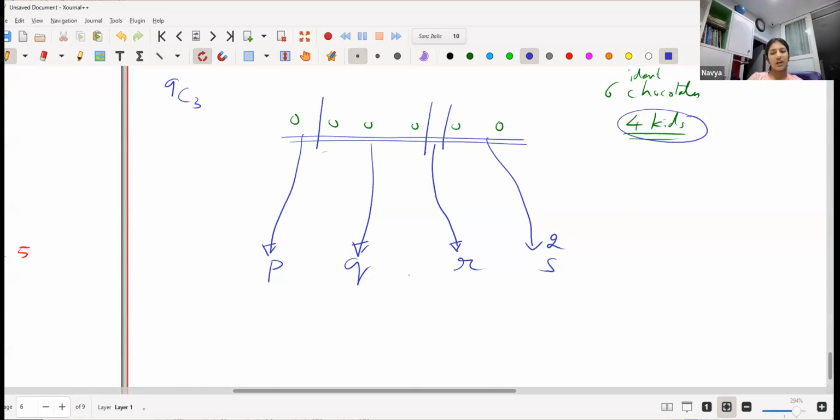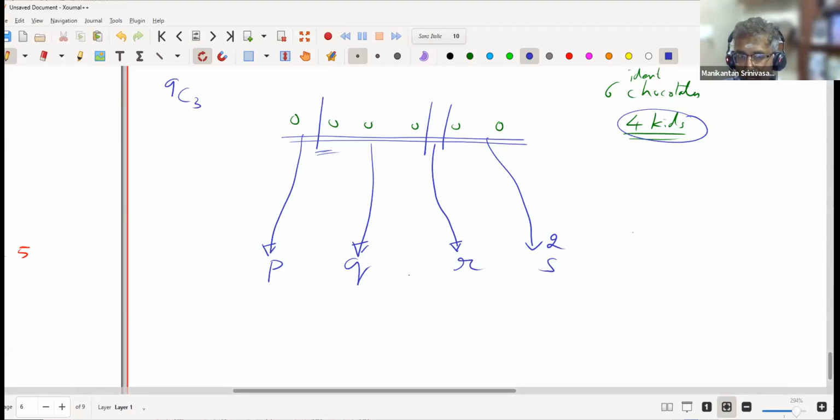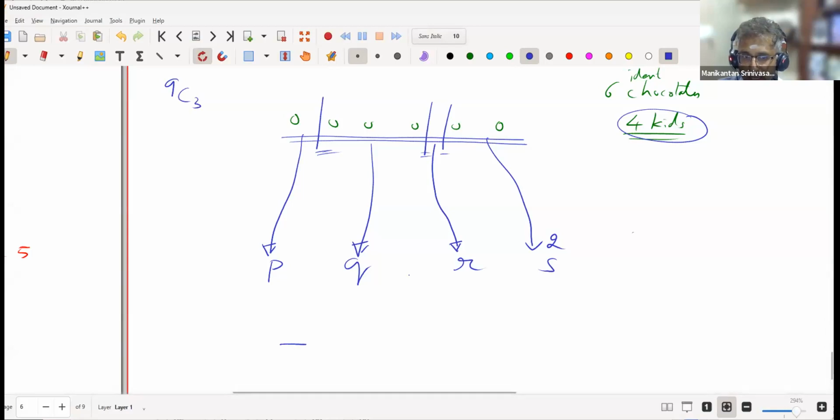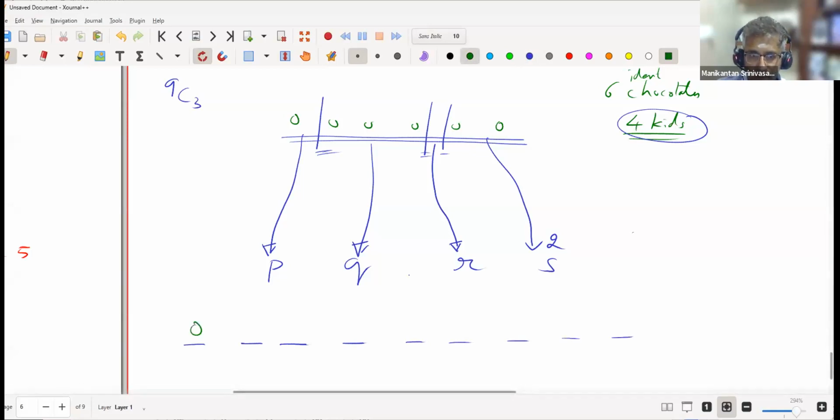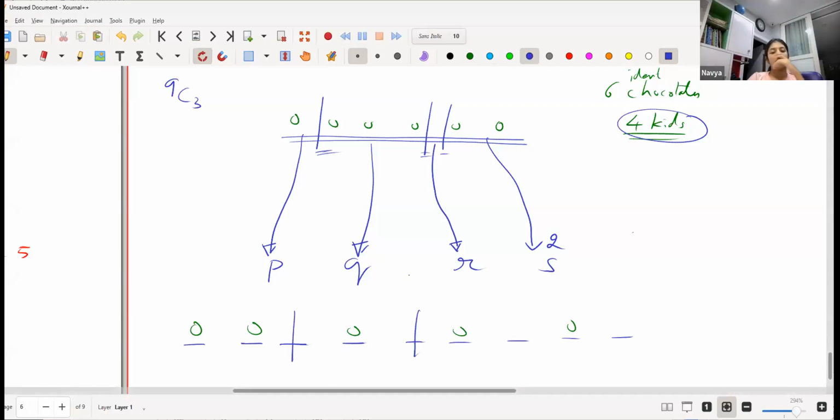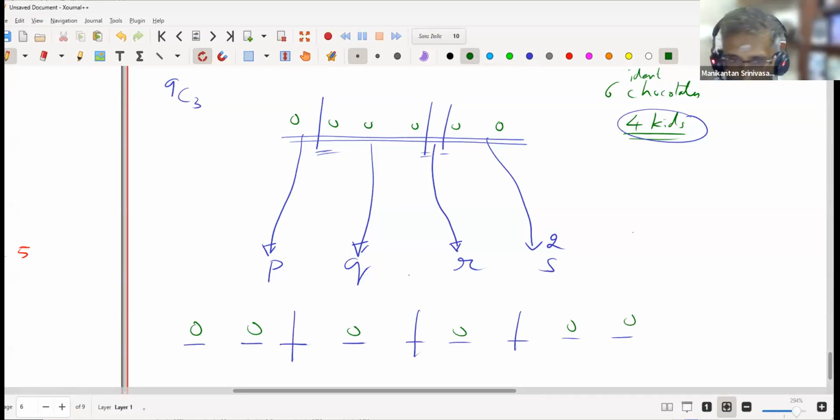So I still didn't get how you got 9. For this example, there are 6 chocolates, 1, 2, 3, 4, 5, 6. And then there are 3 partitions. Therefore, essentially a 9-letter word, 1, 2, 3, 4. I have a 9-letter word where I'll have to arrange few marbles like this and few partitions like this. Got it. Does it make sense? Yeah, Navya? You're okay, right?